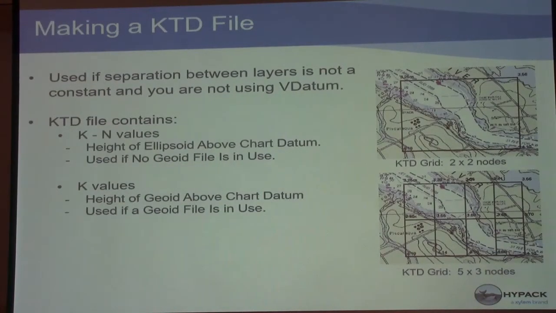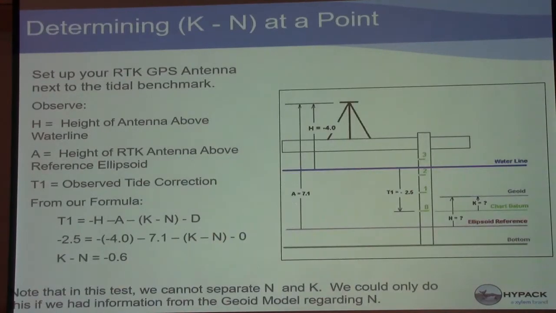Okay. So normally use of separation between layers is not a constant, and you're not using VDatum. The KTD file contains K minus N values, height of ellipsoid above chart datum. Most of the time used if no geoid file is in use. Okay, and then it's just the K values. The N would be basically the geoid value, and then K would be the value you're deriving from the KTD file.